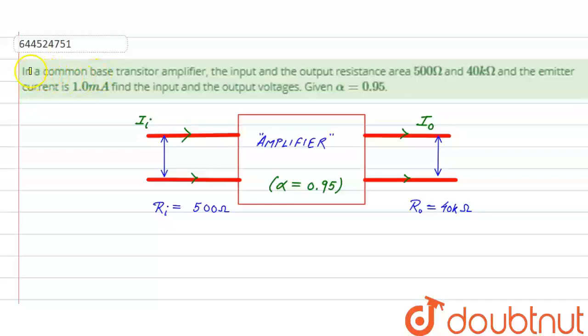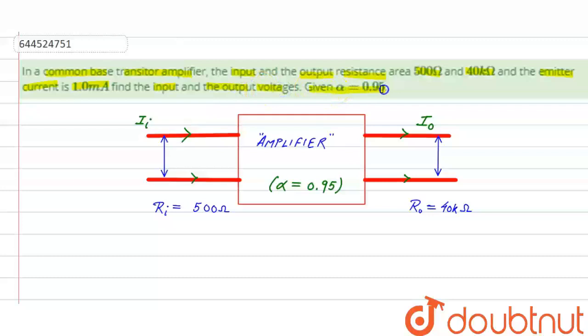Hello students, so let us solve this problem. We are given, in a common base transistor amplifier, the input and output resistances are 500 ohm and 40 kilo ohm, and the emitter current is 1.0 milliampere. Find the input and the output voltages, and we are given the value of alpha.